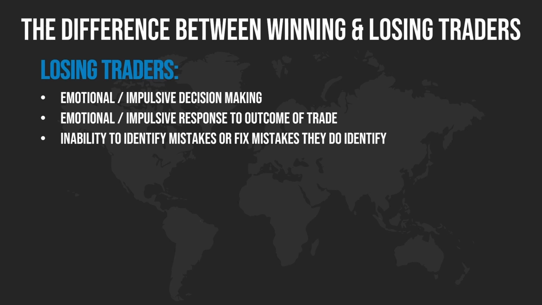The inability to identify mistakes or fix mistakes that they do identify will make you a losing trader. If you can't journal what you did wrong and identify what you did wrong, you'll keep making the same mistake. And if you do identify what you did wrong, and then you continue to make that mistake, then that's the problem. These are the things that you want to identify as a new trader to make sure that you're not making these mistakes over and over again.